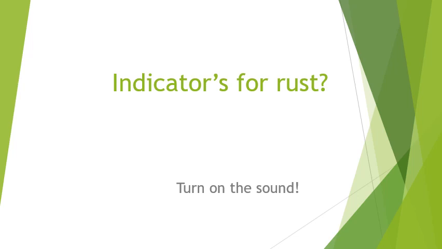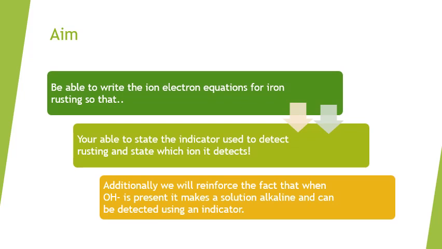Lesson on indicators for rust. The aim today is that you need to be able to write the ion electron equations for iron rusting, so that you will be able to state the indicator used to detect rusting and state which ion it detects. Additionally, we will reinforce the fact that when OH- is present, it makes a solution alkaline and can be detected using an indicator.